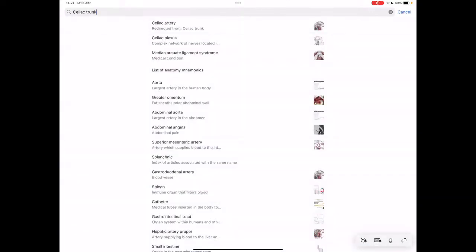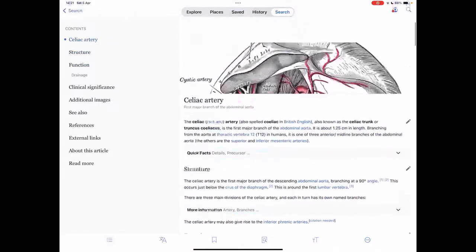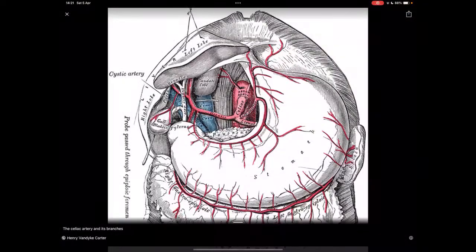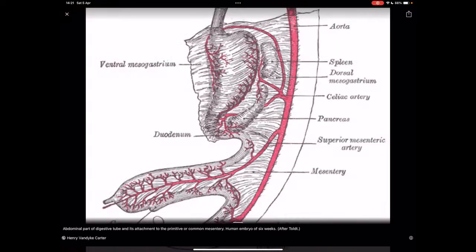Celiac artery. The celiac artery, also known as the celiac trunk, is a major branch off the abdominal aorta. It quickly splits into three main branches, including the splenic artery. These branches supply blood to the stomach, liver, spleen, and parts of the esophagus and pancreas.